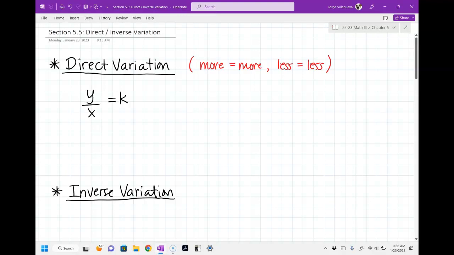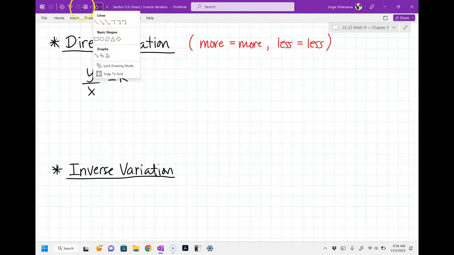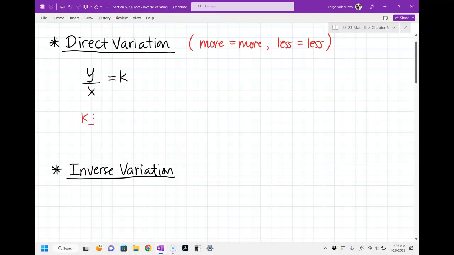Both of these formulas literally just have three letters: y, x, and k. They look a little different, but direct variation is y over x equals k. Now, k we call the constant of proportionality. A lot of times we'll just call it the constant.